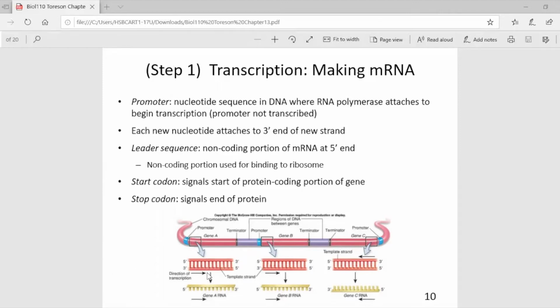Notice that DNA is double-stranded, so when we look at these two strands of DNA, only one of these strands is a template for the RNA molecule.